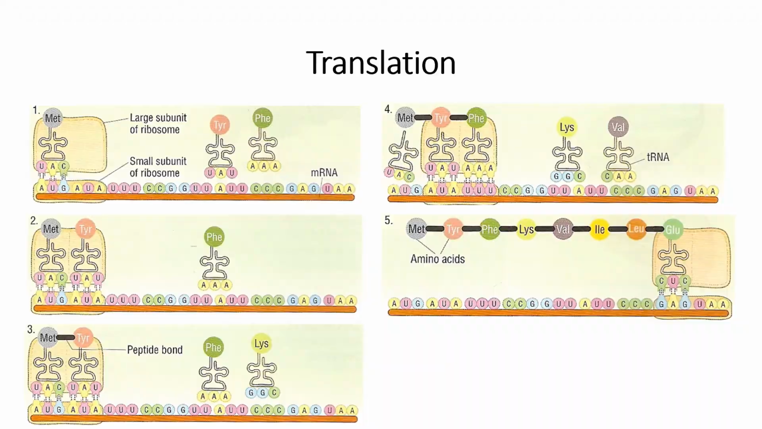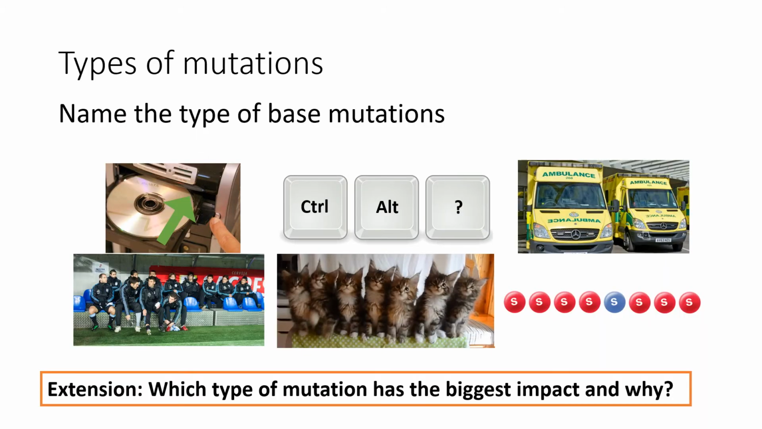In front of you, there are 6 pictures representing 6 different types of mutations. All you have to do is try and work out what the pictures represent. You can pause the presentation, try your best on the 6 answers, and you can also, of course, try the extension question and try and work out which of the mutations will have the biggest impact and why. So pause the presentation now.